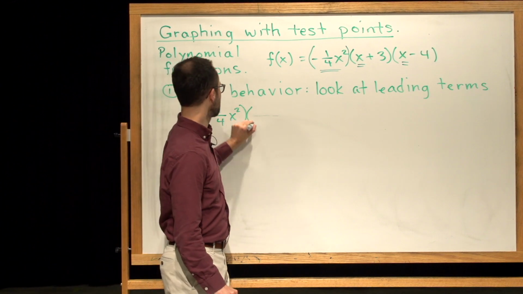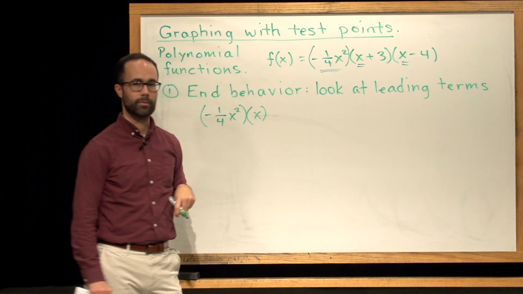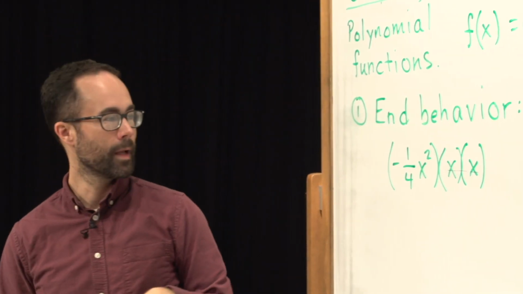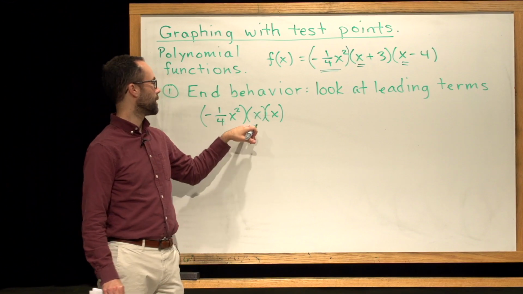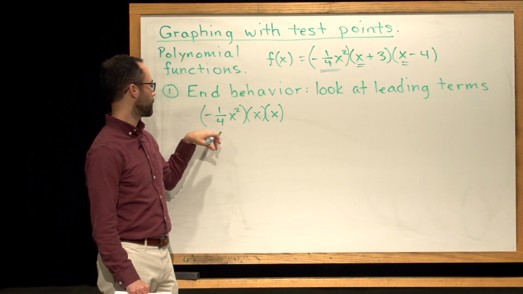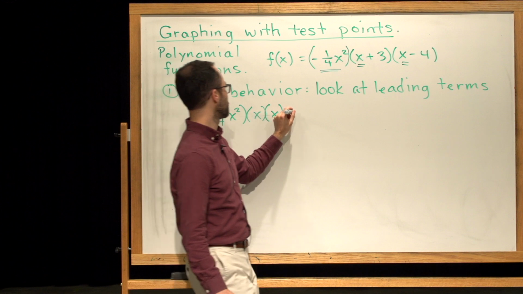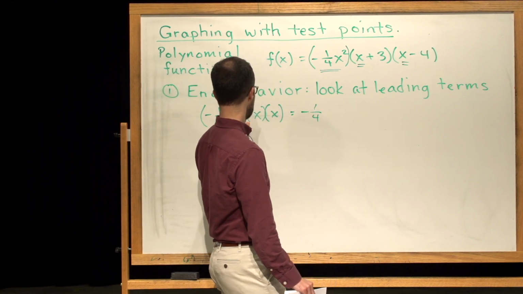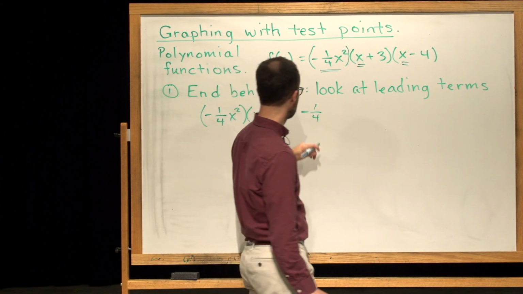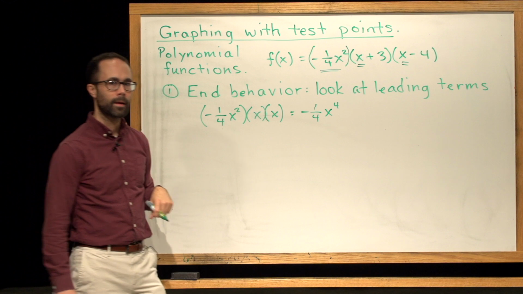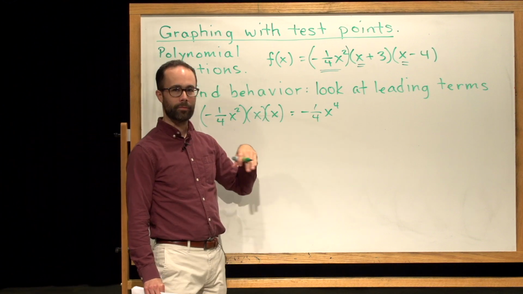I have an x, and I'm ignoring the plus 3, and then another x, ignoring the minus 4. And you can tell by getting rid of all those other terms, we have just x's left with a coefficient in front. So simplify, and we get minus 1/4. We have an x squared times an x times an x. So that's an x to the 4th. And that's a power function.